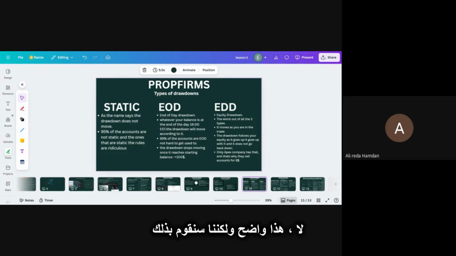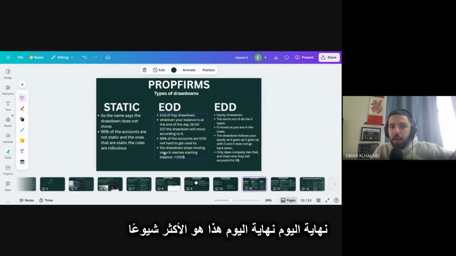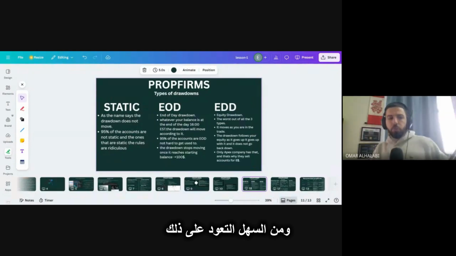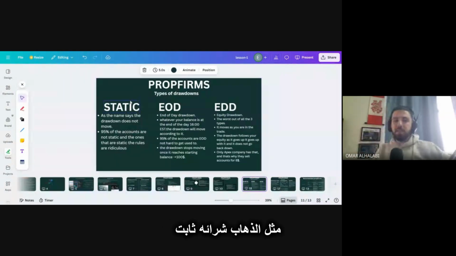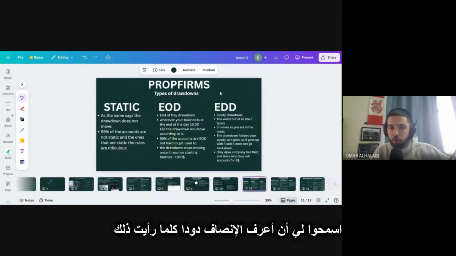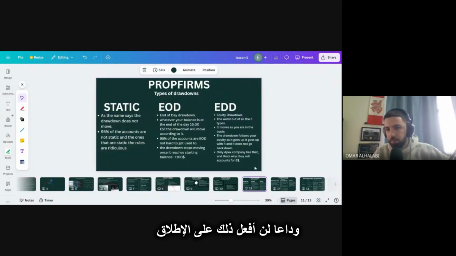No, it's clear. بس نحن which of them will be going with? End of day. That's the most common one. And it's easy to get used to. It's easy to like go by it. Static, you're not gonna find it as much, but if you do, let me know. Equity drawdown, whenever you see it, bye. ما بدي إياها أصلا. Okay, clear.